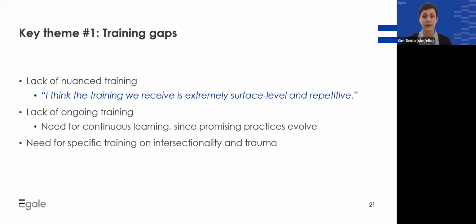A third training gap that people noted was that of specific training on intersectionality and trauma. One LPN working in PEI, for example, told us that trauma-informed approaches was not included in any of her education, and that there was only one mandatory gender and sexuality introductory seminar. She linked this gap to the overt transphobia she witnessed amongst her coworkers, which only caused overt harm and further trauma.